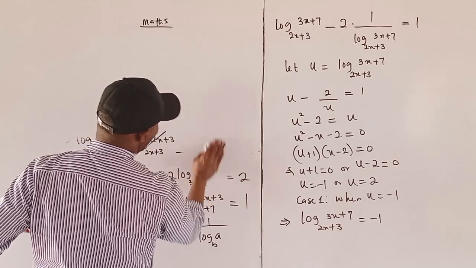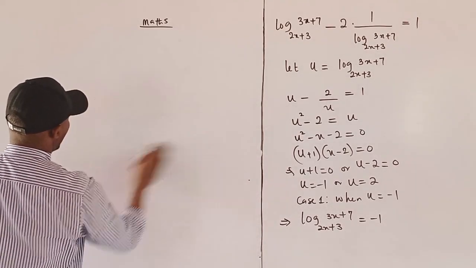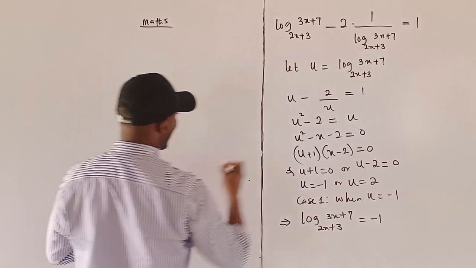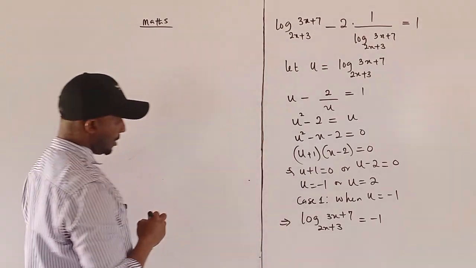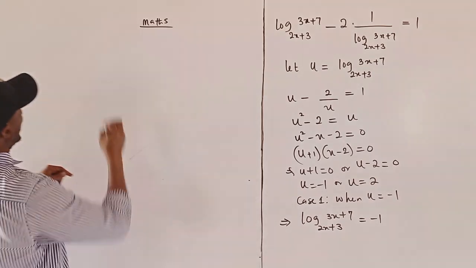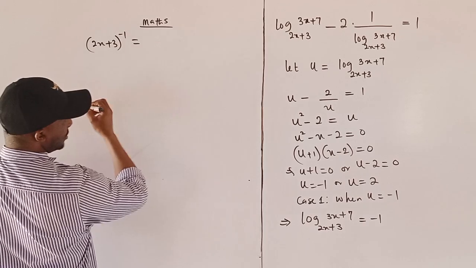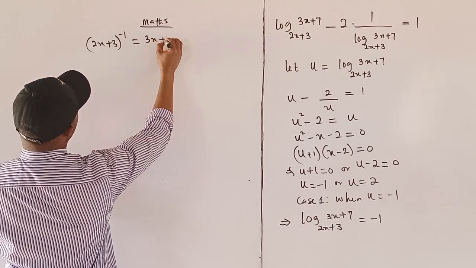You can see that the complexity of the problem has been simplified. So we are going to have a roller coaster ride. Okay, let me take this back. So (2x + 3)^(-1) equals 3x + 7.